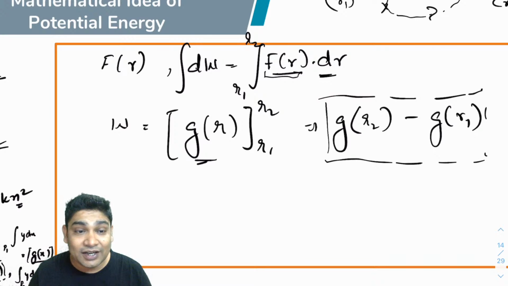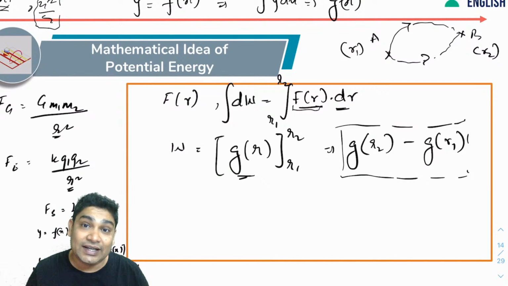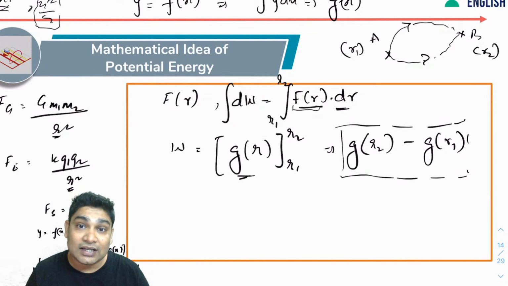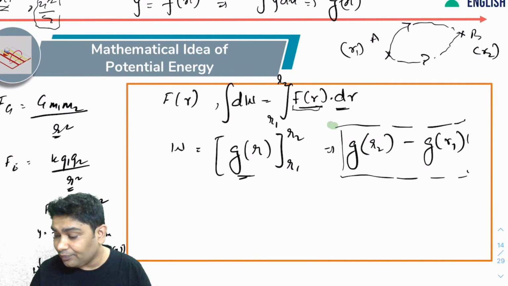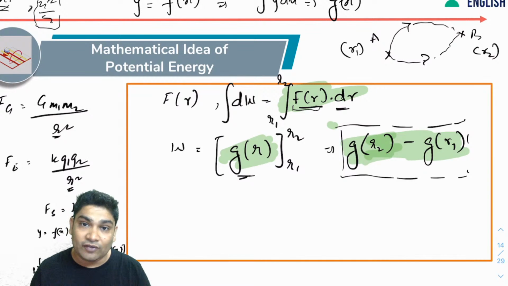The idea of potential energy, or defining potential energy, was purely mathematical. The reason why we are even talking about potential energy is that it is a mathematical idea that the work done by a conservative force is independent of the path. So every time you do this integration, you are getting a function which is the same for all paths, and that is why you are getting the same work. If you're getting the same g of r2 minus g of r1 for any path, then you're getting the same work.